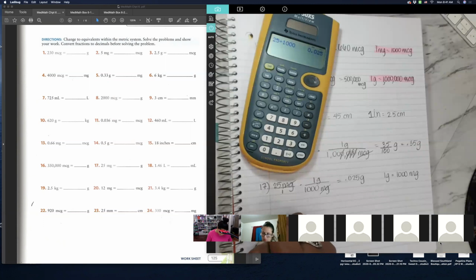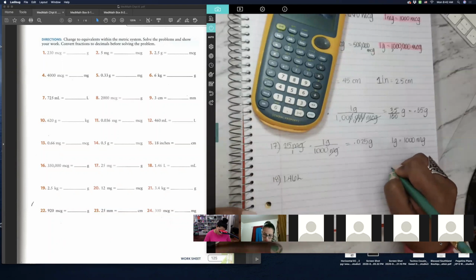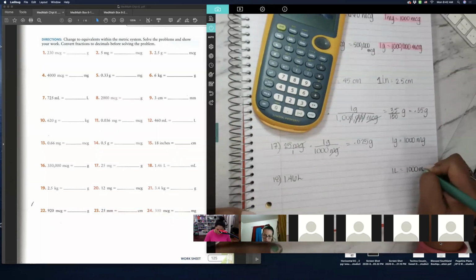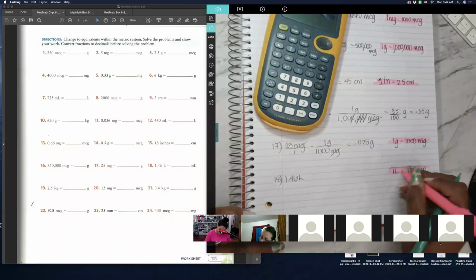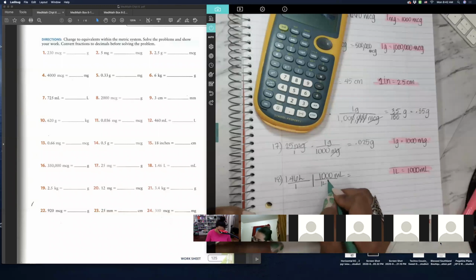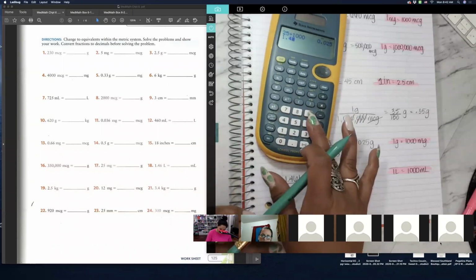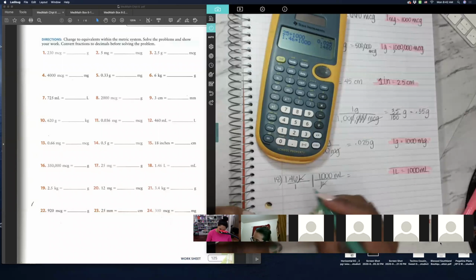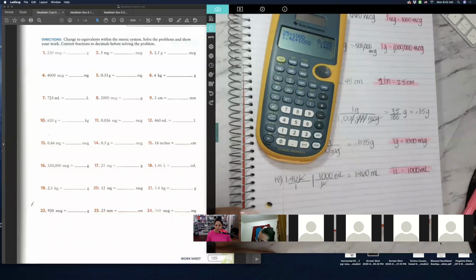Okay, 18 is 1.46 liters. They want us to convert to milliliters. So 1 liter equals 1,000 milliliters. Okay, put that over 1. 1 liter is 1,000 milliliters. So our unit of liters will cancel. And then we just take our calculator and multiply 1.46 times 1,000. And that's 1,460 milliliters.